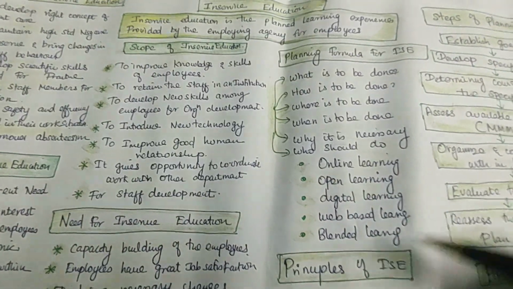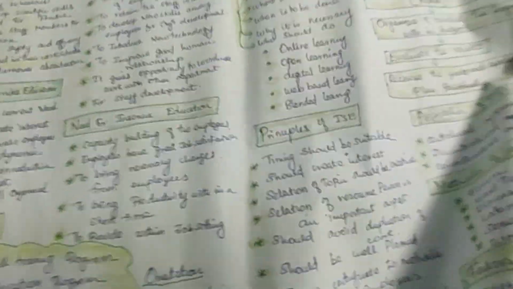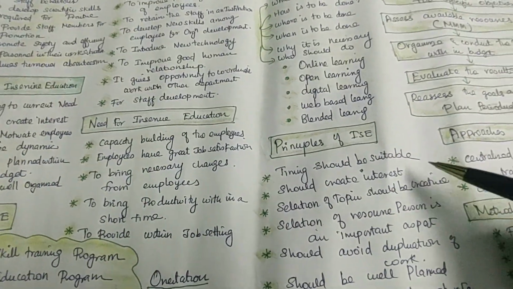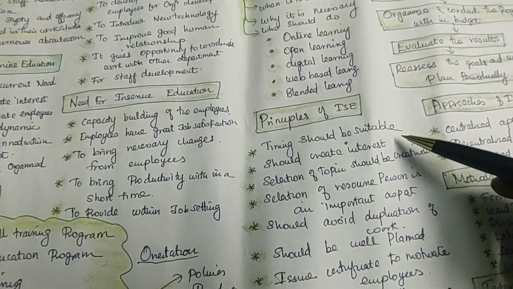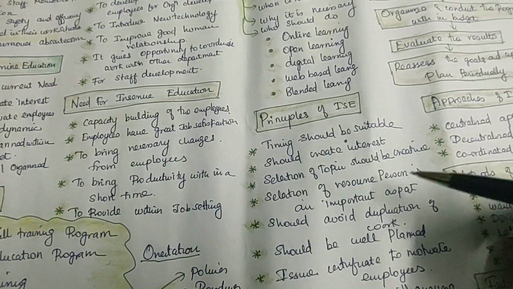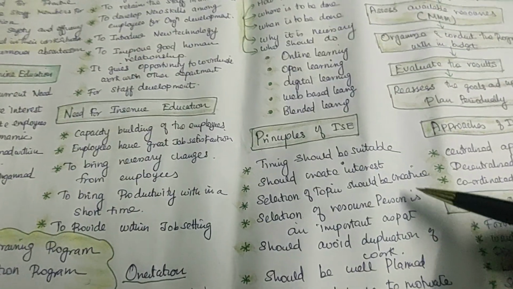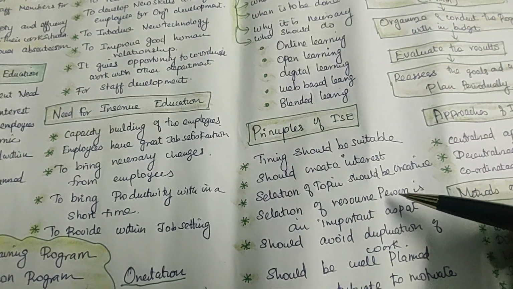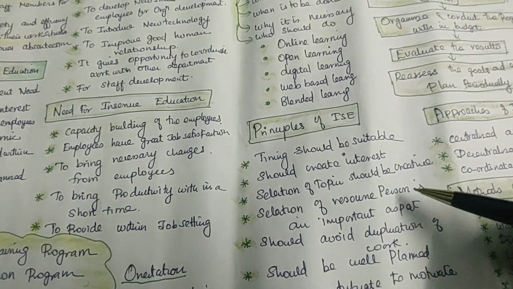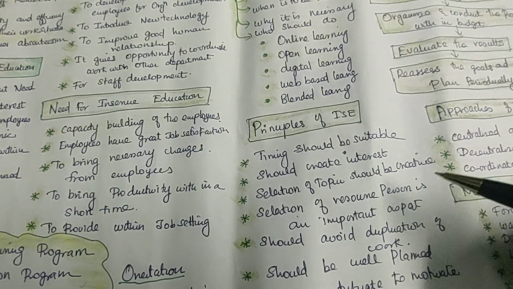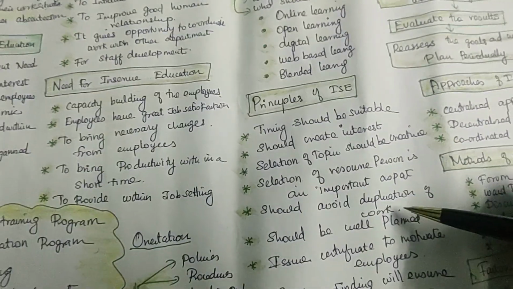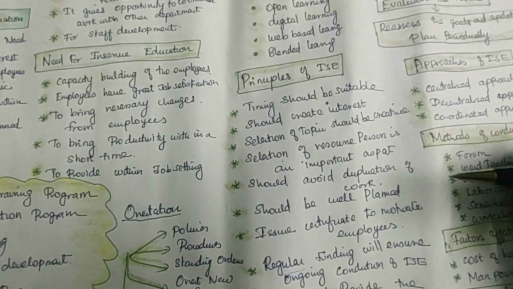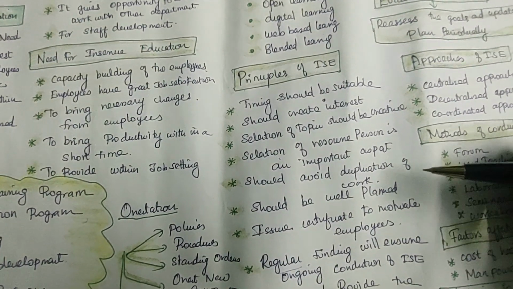You have to think about it, and you have to keep some principles in your mind while preparing. The time should be suitable, when patients are fewer, pre-lunch or post-lunch; you have to plan it. It should be creative, and the selection of the topic should be very creative and interesting. Selection of the resource person is an important aspect, and it should avoid duplication of work. If they have already learned the same thing under another name, it will be monotonous, so duplication should be avoided.